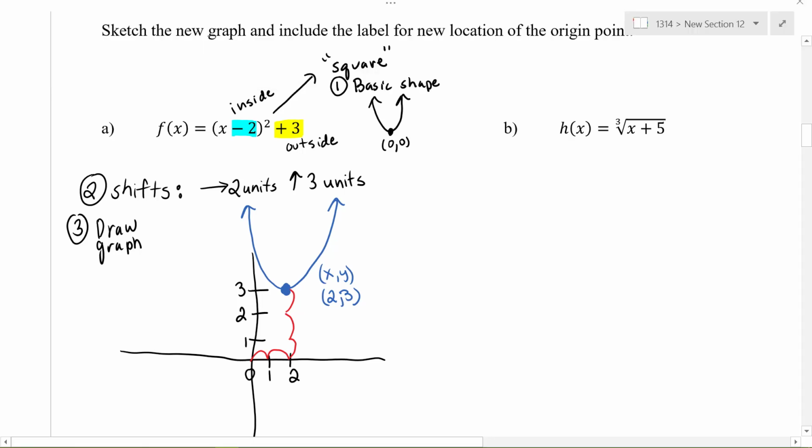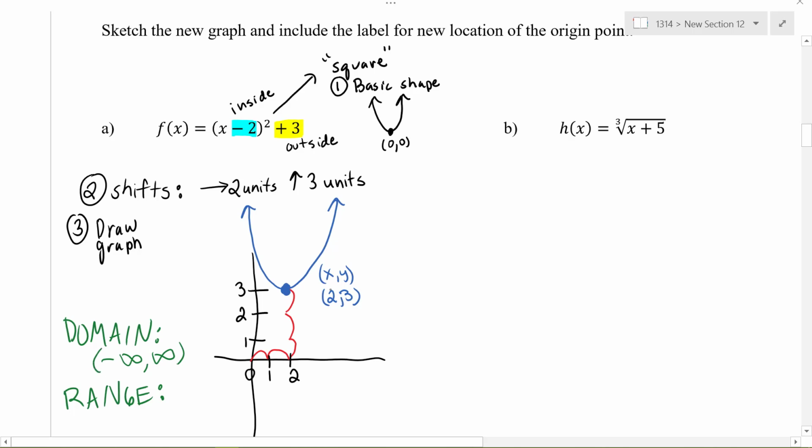Okay, something else that you should be able to do after you've drawn your picture is to tell what is the domain and what is the range of the shape that you just drew. Okay, so the domain, I start at the left, I see an arrow, I go to the right, I see an arrow, so that's from negative infinity to positive infinity for the domain.